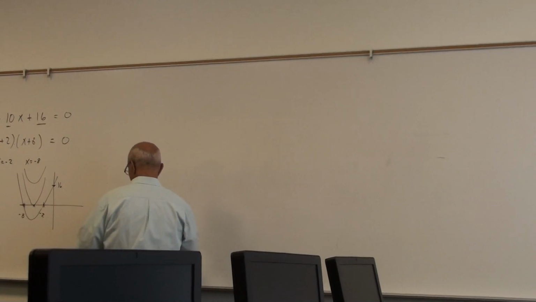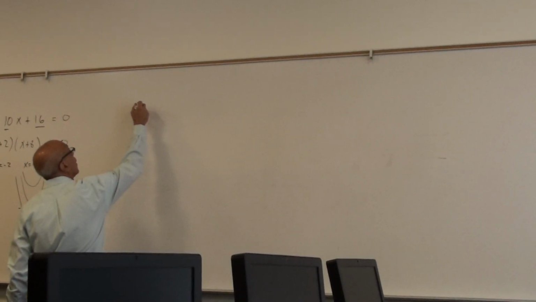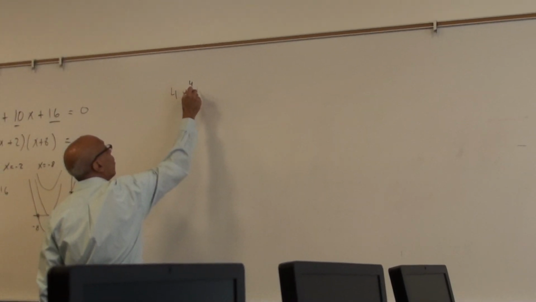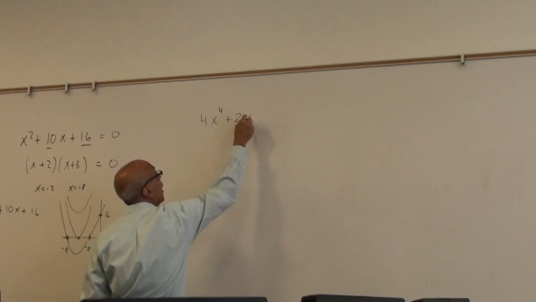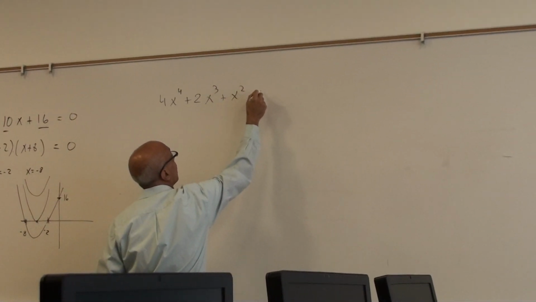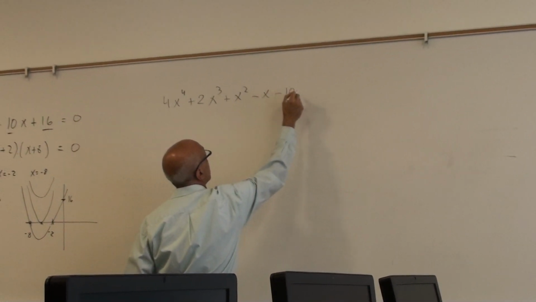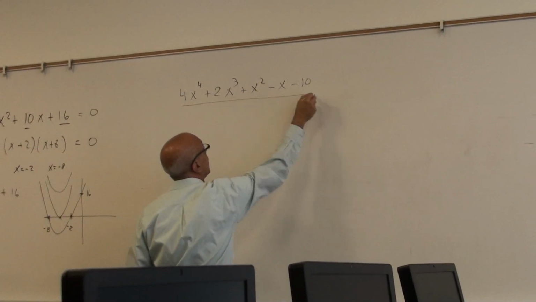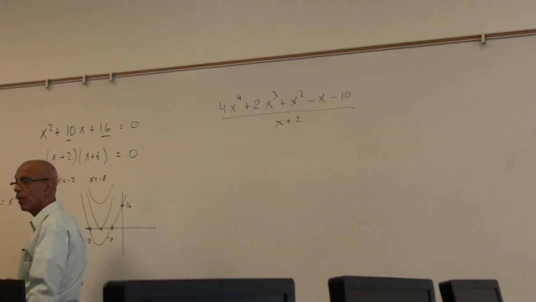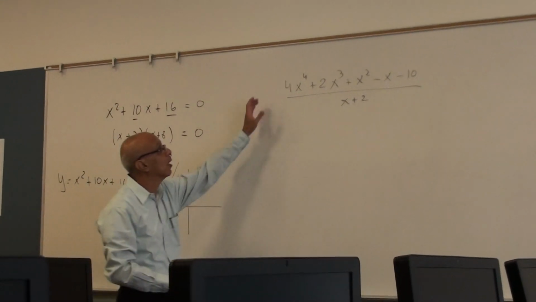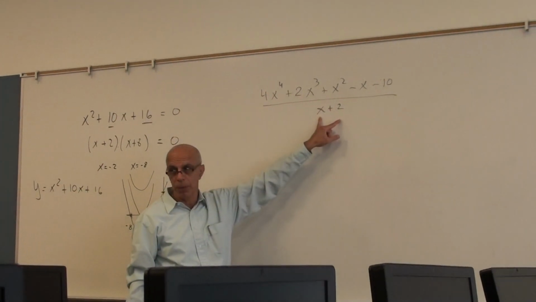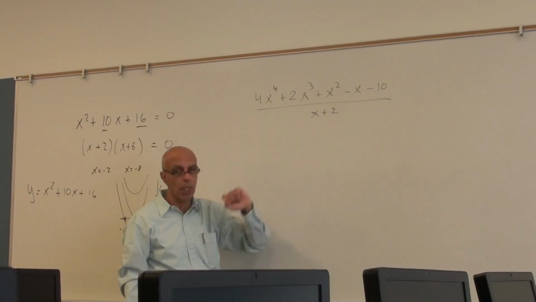So let's say I have 4x to the 4 plus 2x cubed plus x squared minus x minus 10, divided by x plus 2. Okay, let's say I want to divide that. So I'm dividing here a polynomial of degree 4 by a binomial, degree 1.